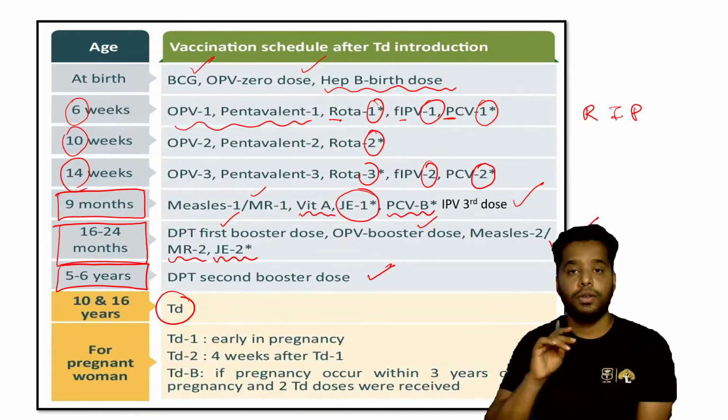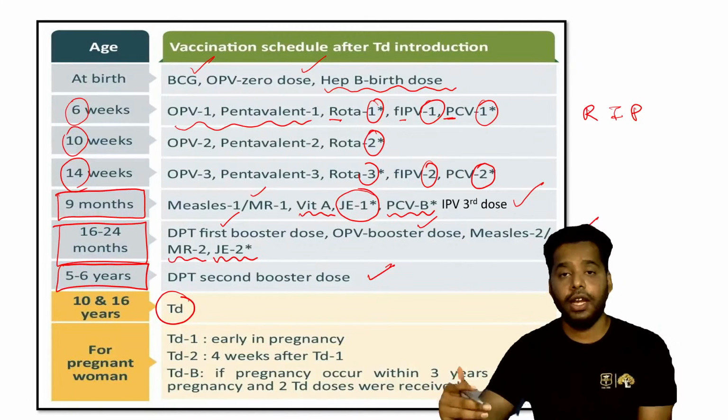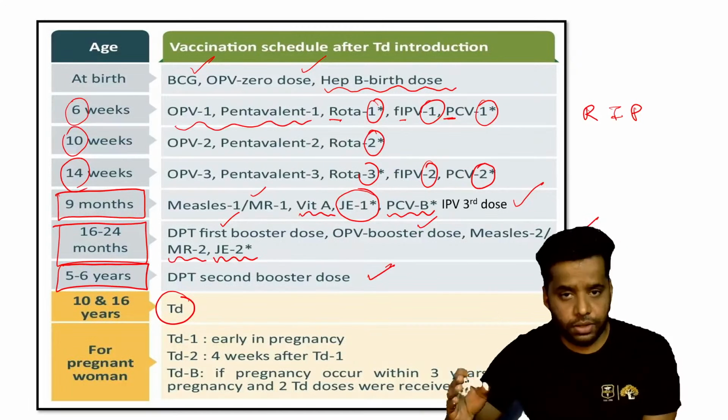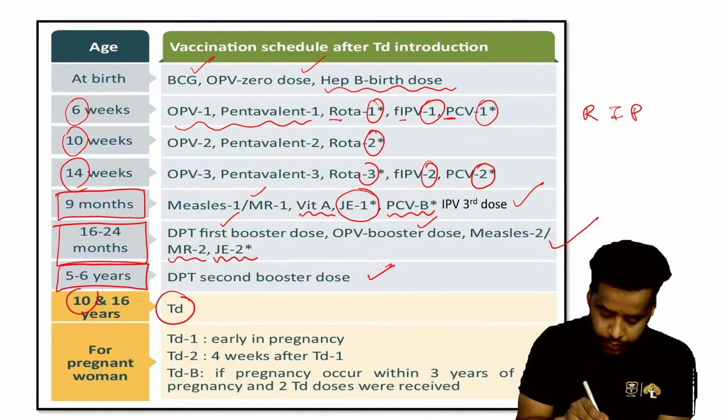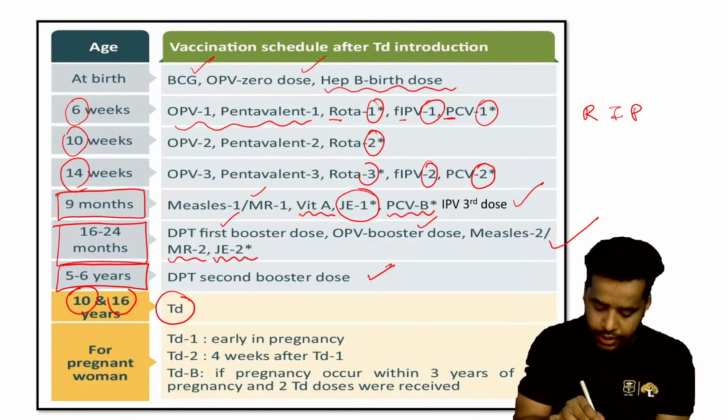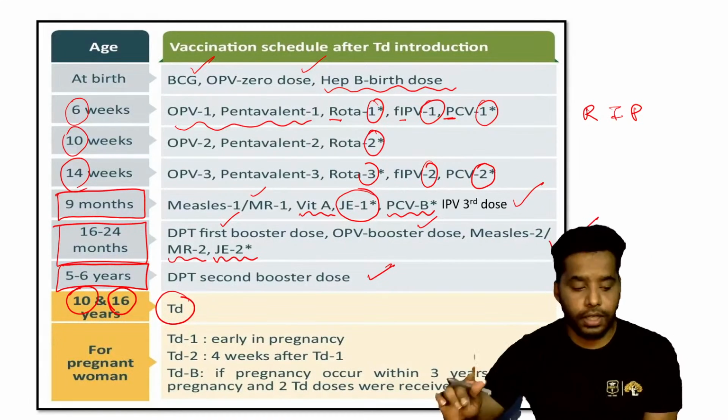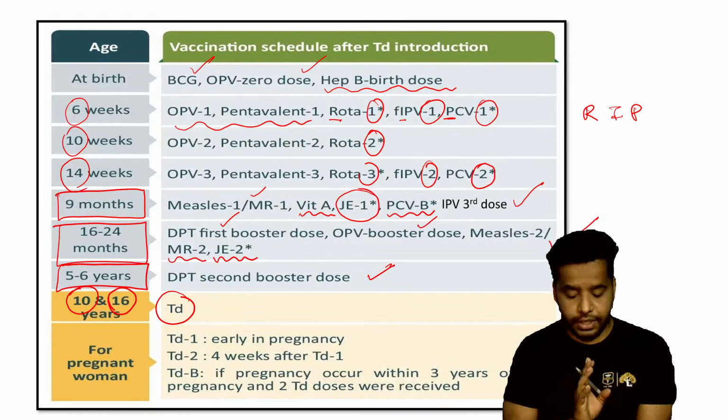TD vaccine is used in adolescents. Before, we had TT vaccine, tetanus toxoid. Now we are using TD vaccine. First dose at 10 years, second dose at 16 years. Keep this in mind. First dose at 10 years, second dose at 16 years.